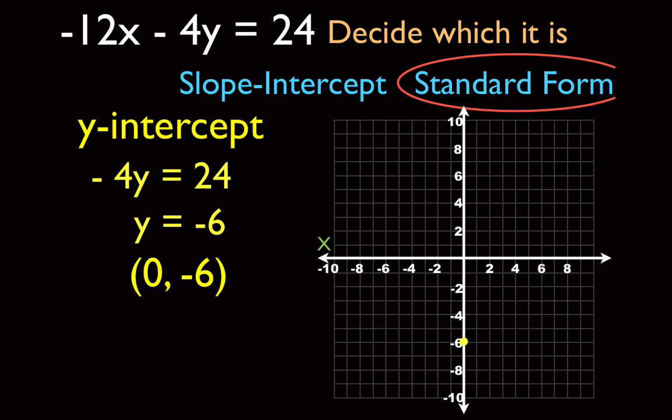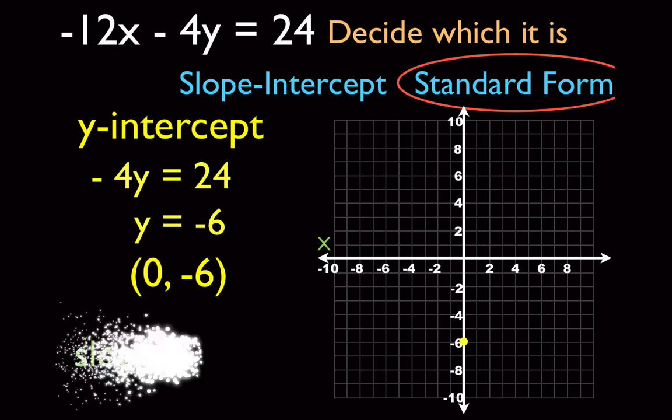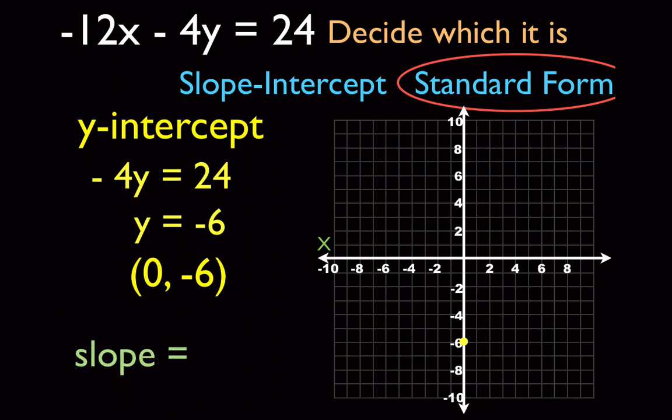Okay, so next we're going to go ahead and figure out the slope. So remember, in standard form, that means we're going to have to do opposite of a over b. So pause the video and try to find that. All right, so the slope should be opposite of a, which is +12, over b, which is -4. When you simplify that, you're going to get -3/1. So now go ahead and plot that first point. Pause it while you do that.